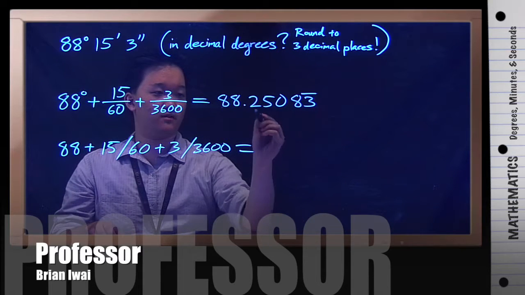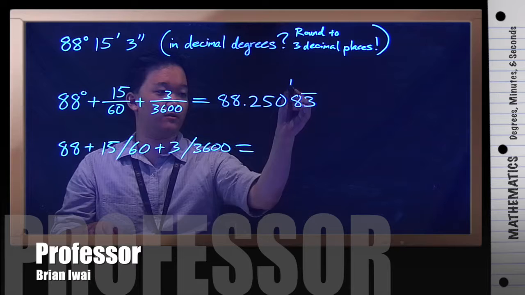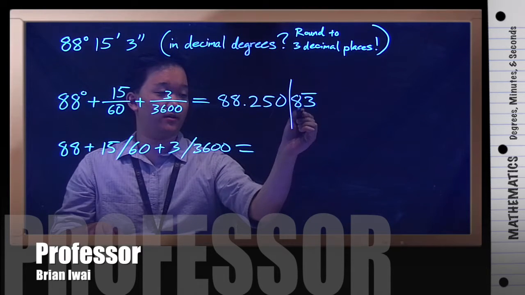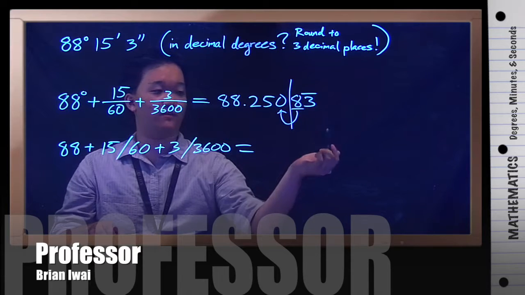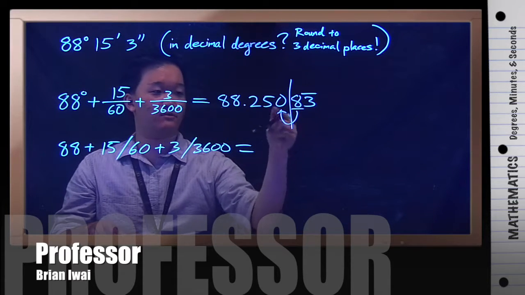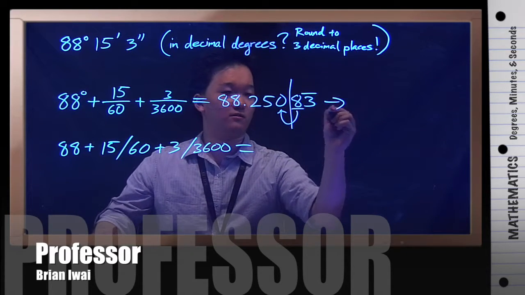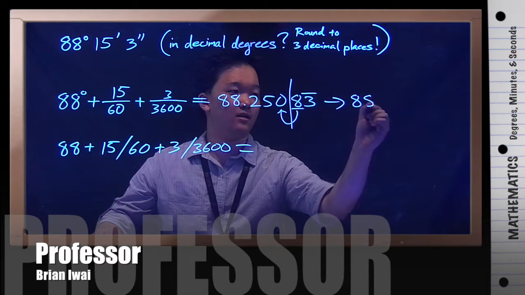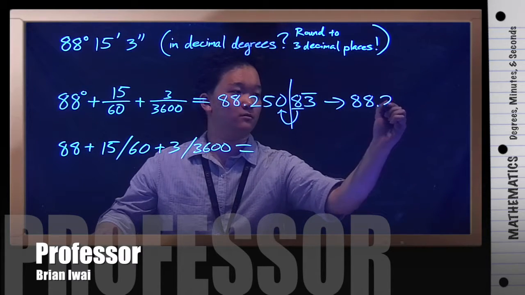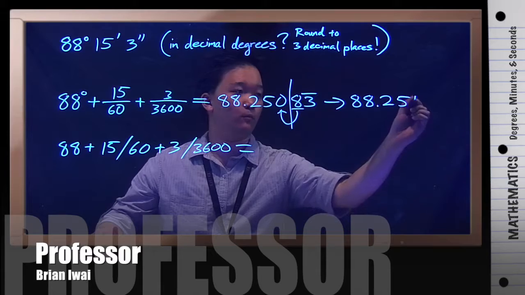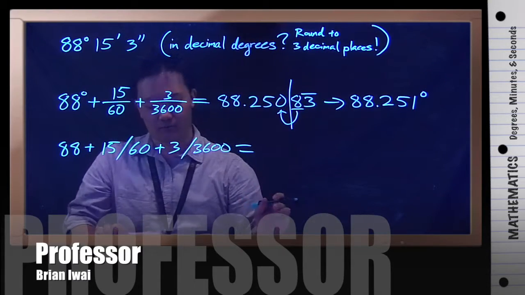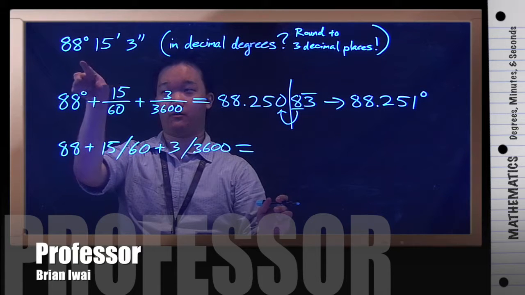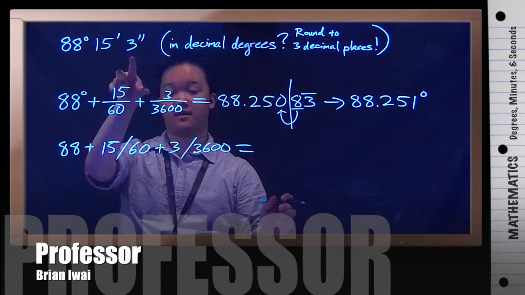3 decimal places meaning 1, 2, 3, so you want to stop there. You look at the 8. The 8 tells you what happens to the 0. 8 is bigger than 5, so that means that the 0 rounds up. So the answer would be 88.251 degrees.